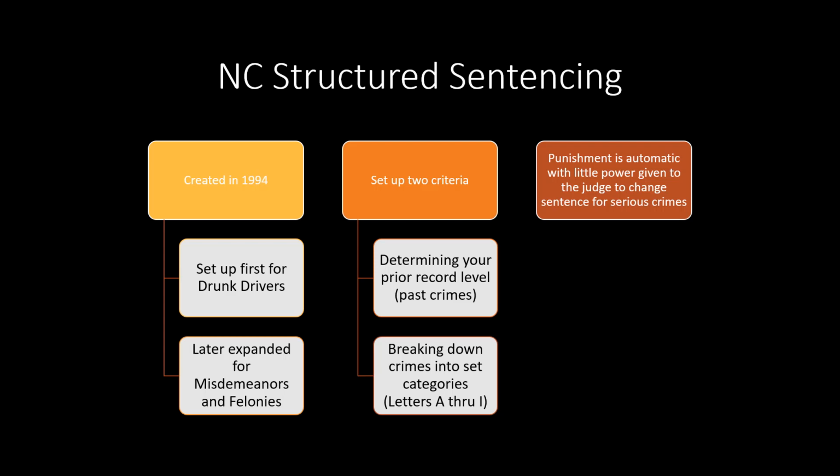A, B, C, D, E, F, G, H, I. Every misdemeanor has a categorization: A1, 1, 2, or 3. So misdemeanors are numbers, felonies are letters. And punishment becomes very automatic.